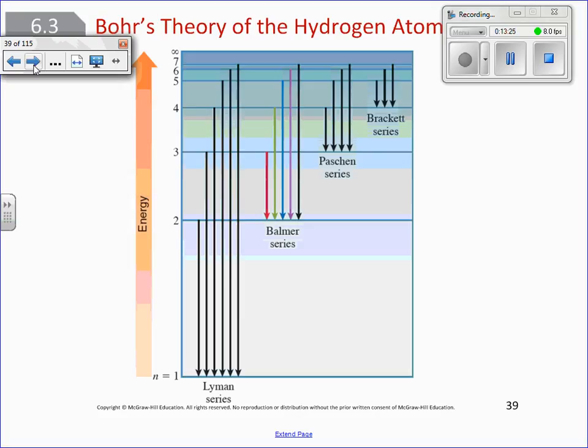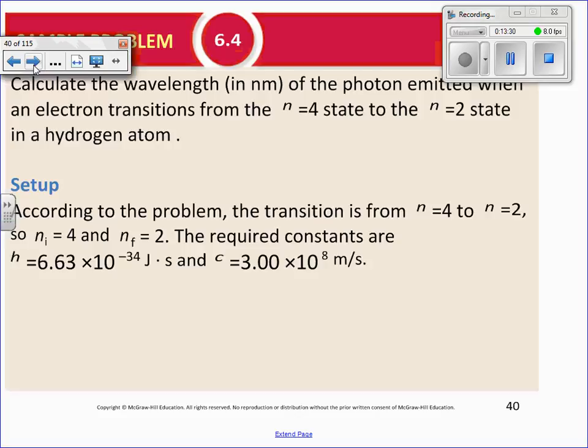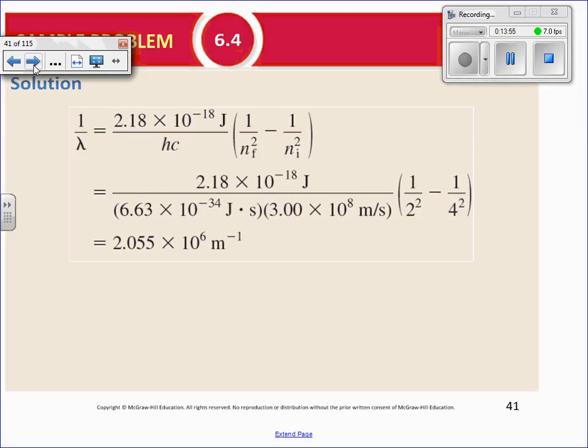So calculate the wavelength in nanometers of a photon emitted when an electron transitions from n equals 4 to n equals 2. So the initial n is 4, the final n is 2. Required constants are Planck's constant and the speed of light. So we go back to that equation. Put in the 2.18 times 10 to the minus 18, Planck's constant, the speed of light, times 1 over n squared minus 1 over 4 squared.